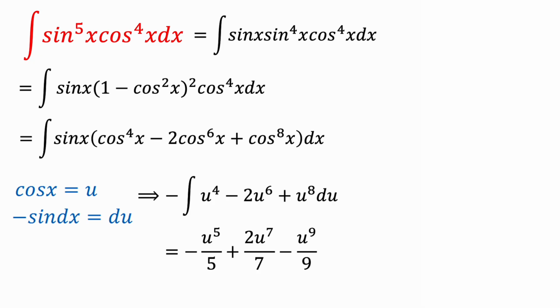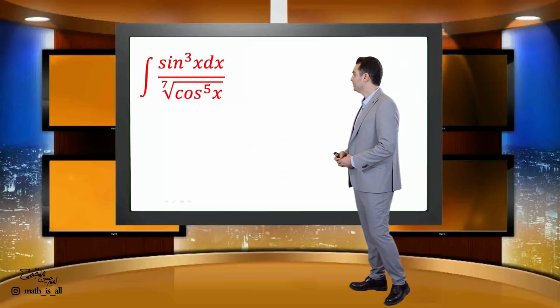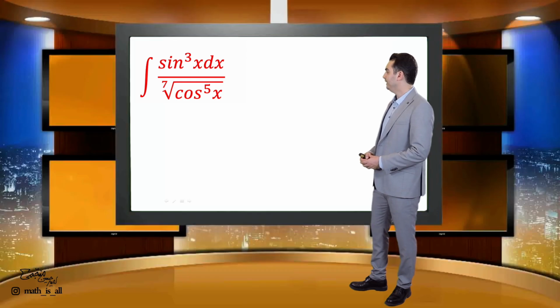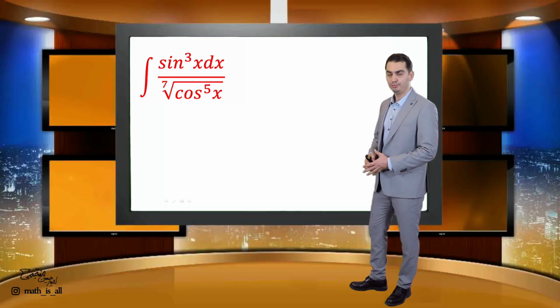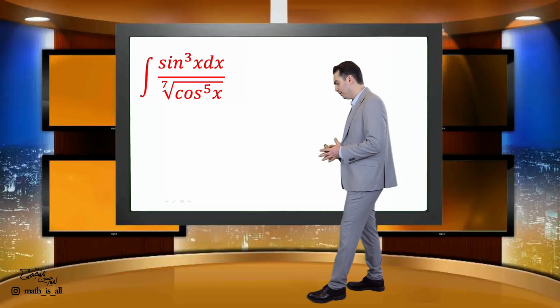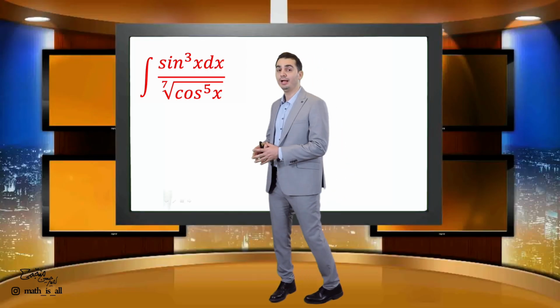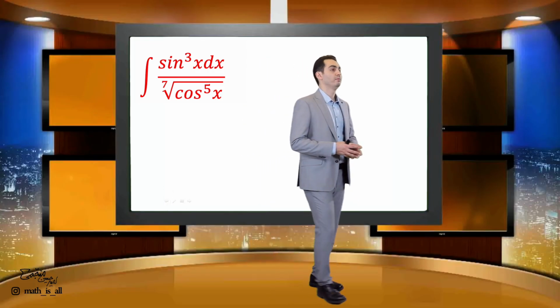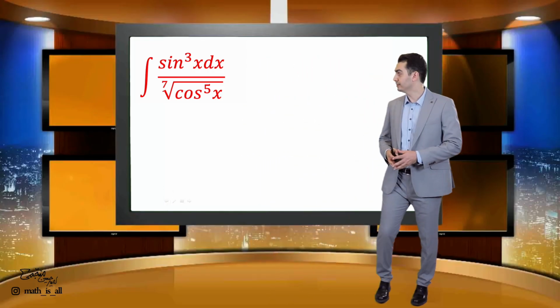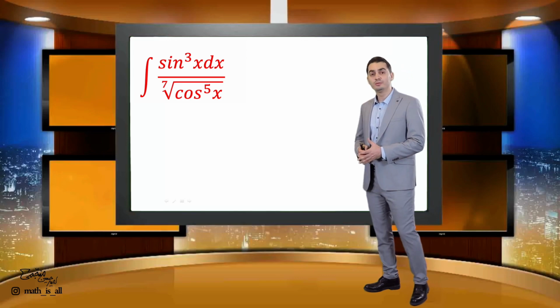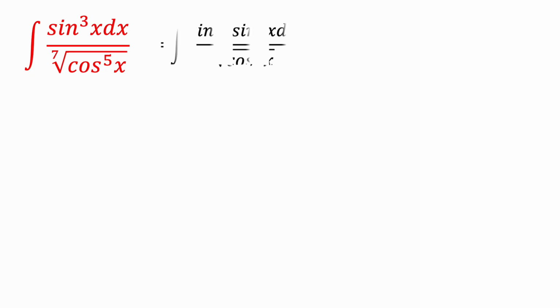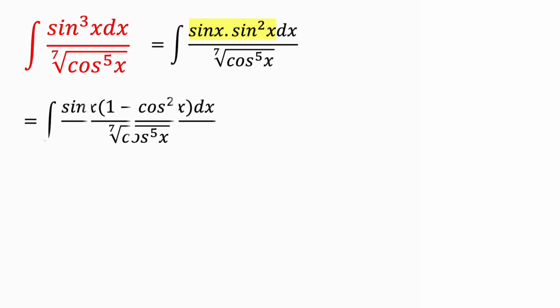Okay, another example. This is important. So let's solve it together. We have the 7th root of cosine to the 5th x in the denominator and sine cubed x in the numerator. What should we do first? All right, excellent. Let's continue. Because sine cubed x has an odd exponent, we will separate one sin x and write sine squared x for the rest. Good. 1 minus cosine squared x.